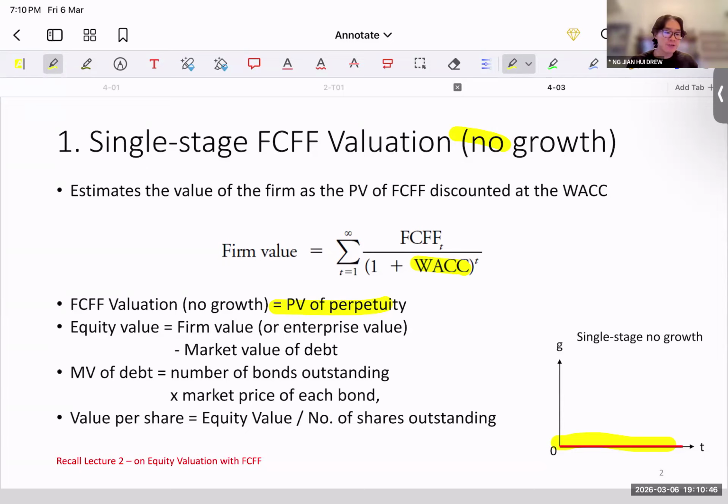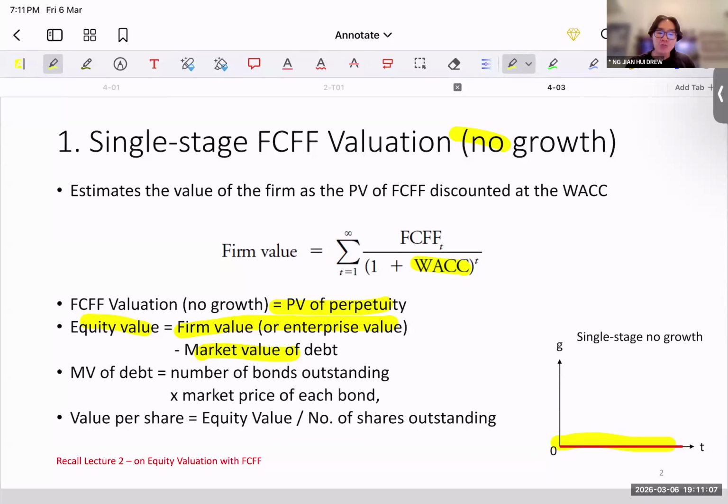In lecture 2, we have also discussed this concept that when we calculate FCFF, it basically gives us the firm value, right? And so if we have the market value of the debt, then we just take the firm value minus the market value of debt, which gives you the equity value, right? In lecture 2, we also discussed this.